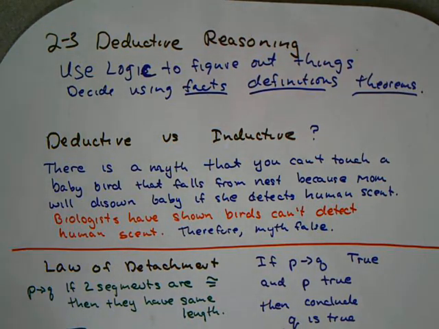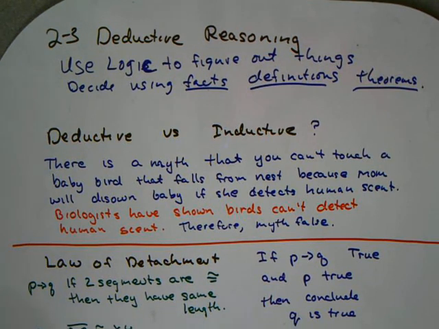Now, how does that differ from inductive reasoning? Let's take a look. There is a myth that you can't touch a baby bird that falls from the nest because mom will disown the baby if she detects human scent. I know you've all heard that. But here's what you might not know. Biologists have shown that birds can't detect human scent. Therefore, the myth is false.